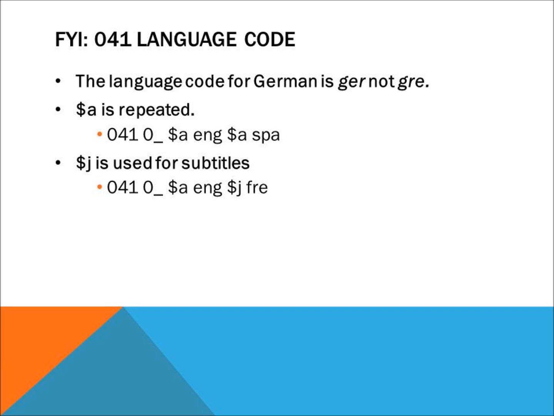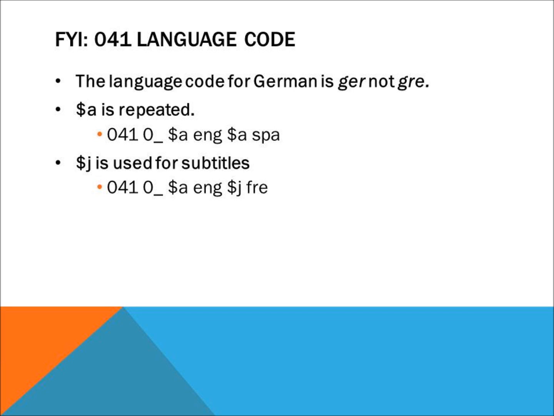The language code for German on page 99 is listed as GRE. The correct code is GER. When there are two languages present in a book, the first subfield A is repeated. So in the example, 041, indicator 0, there's a subfield A for English and a subfield A for Spanish. In the book, the languages are grouped together. However, it is more correct to preface each language with a delimiter A.